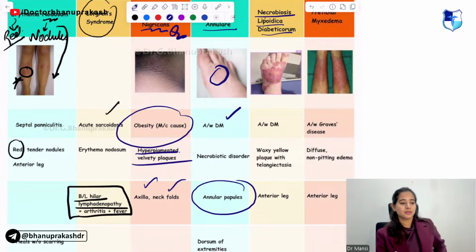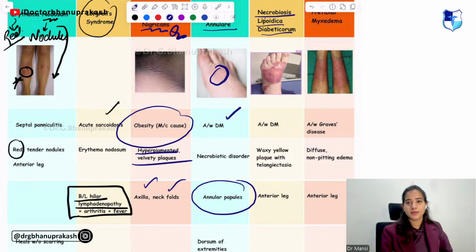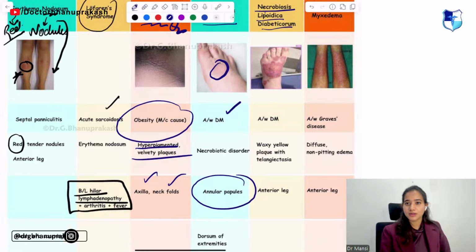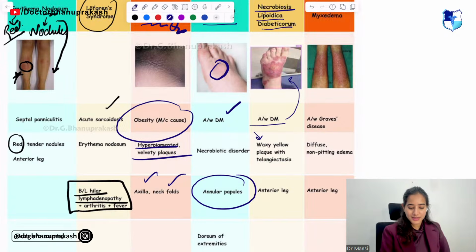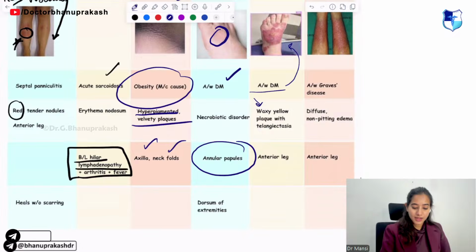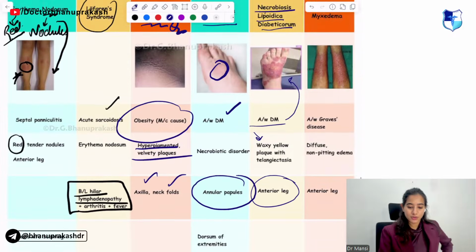So these conditions which we are reading right now are less important. That's why I'm just taking it a little quicker. So this is associated with diabetes, has waxy yellow plaque with telangiectasia. So you can see the dilated vessels over here, and the anterior leg is involved.